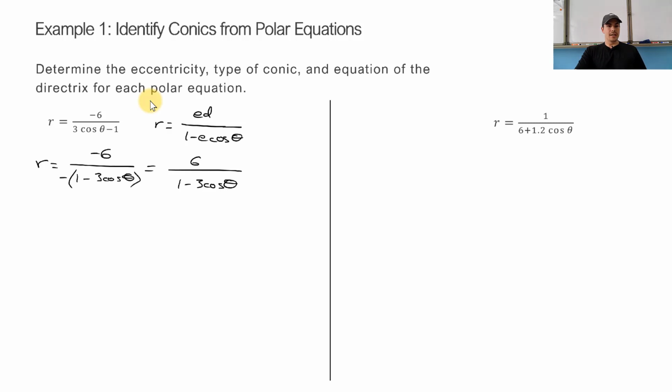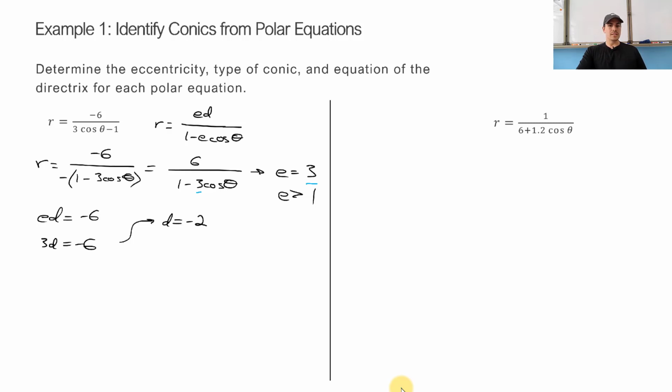So right away from here, I can tell that e is equal to 3. Whatever this coefficient is right here is my e value. So e is going to be greater than 1, so I know that I have a hyperbola. And then we can go ahead and set ed. Taking a look at my original equation, we're going to set ed equal to negative 6. So I'm going to substitute 3 in for e, and then I get d is equal to negative 2.